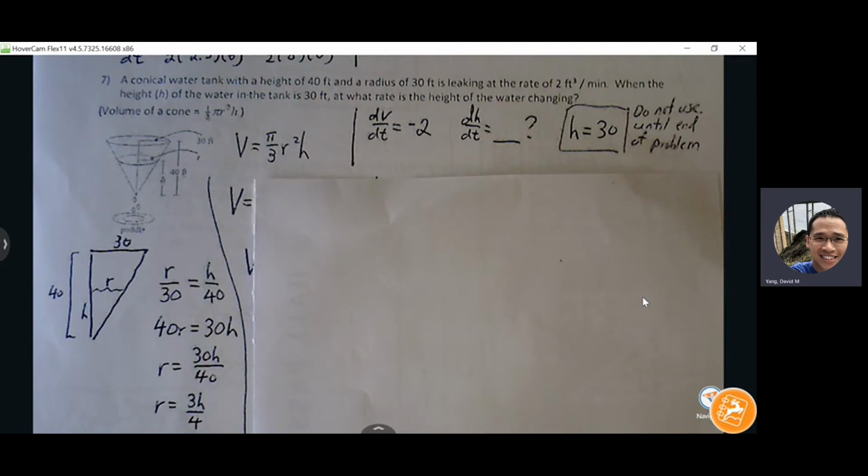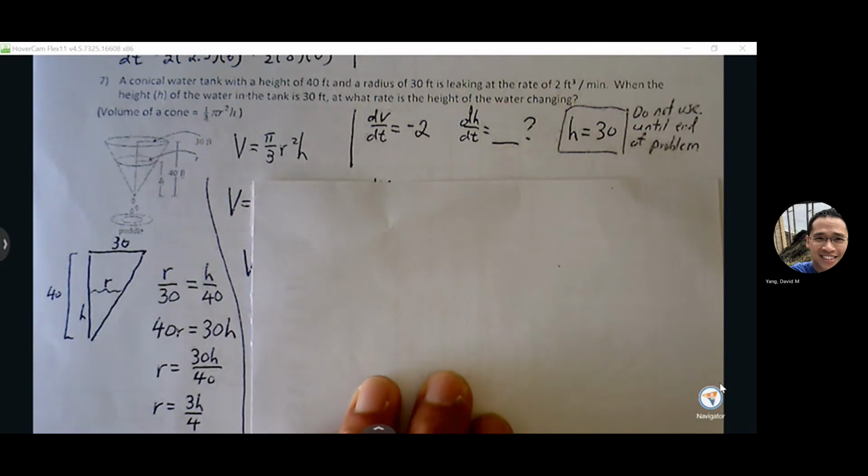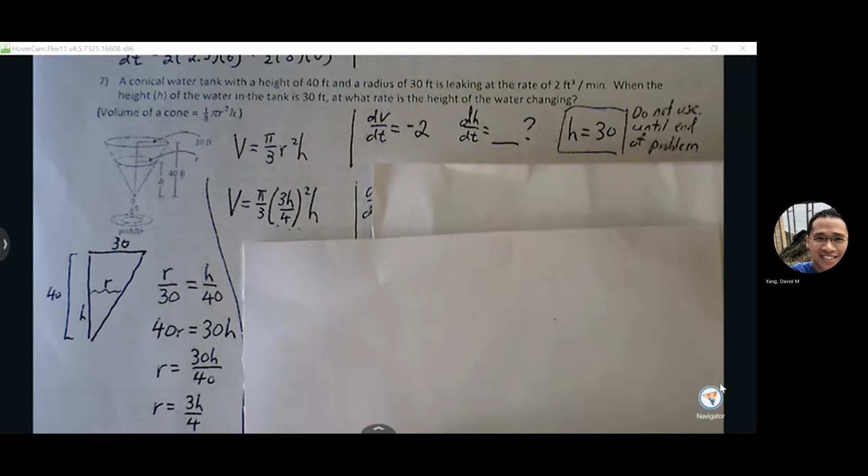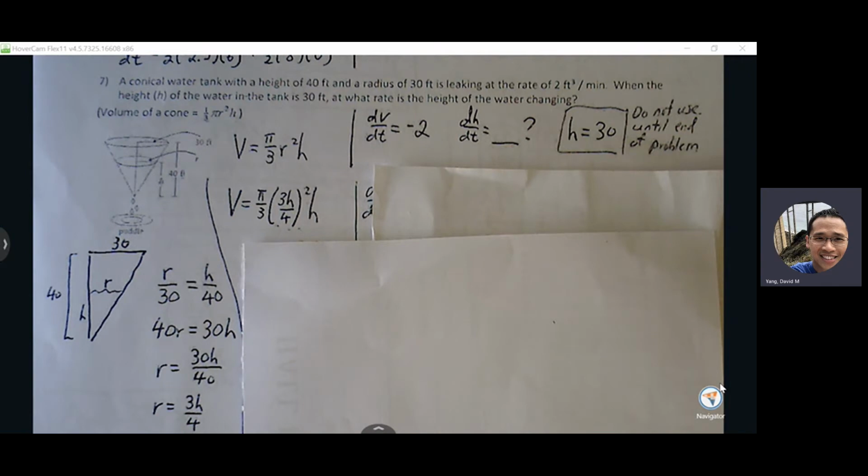So it just makes more sense to get my equation in terms of height, which means I want to find a way to replace r in my volume equation. I want to solve for r so I can find a replacement for r. So replace the r with 3h/4.